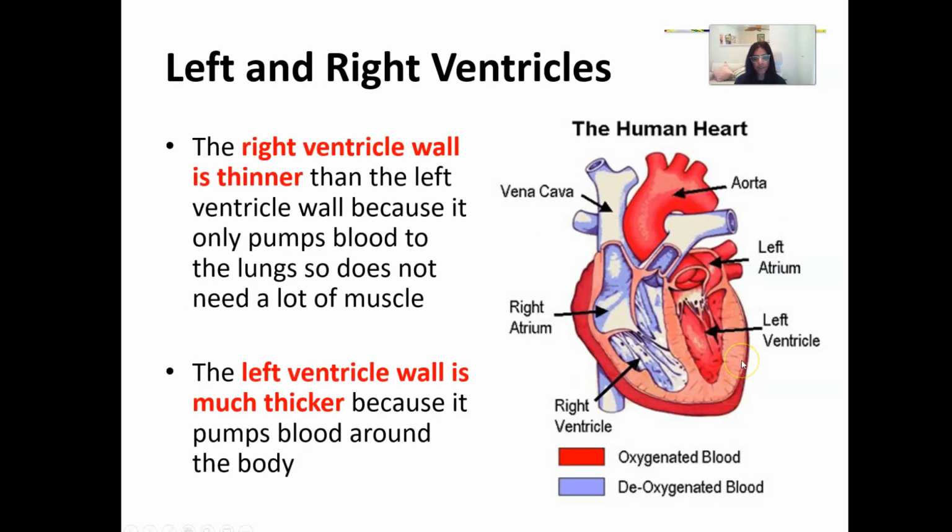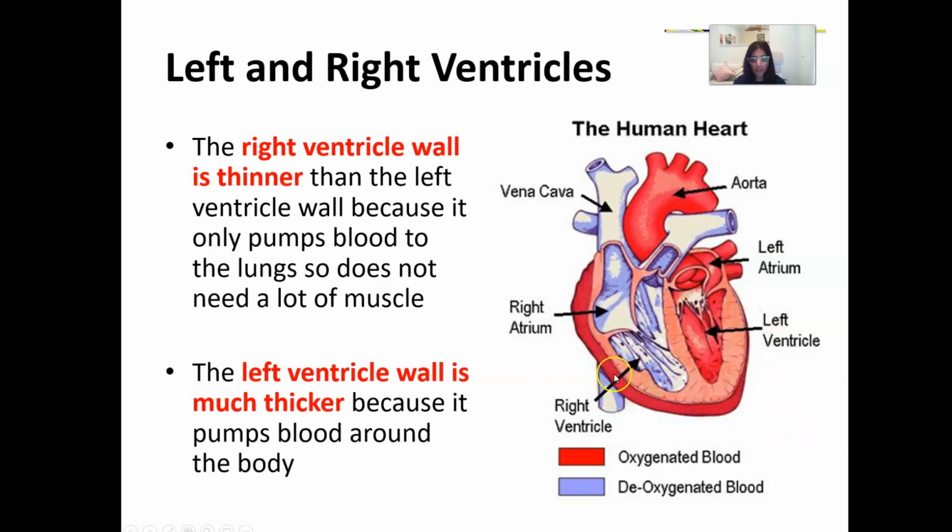Now, you will have noticed that the right ventricular wall is significantly thinner than the left ventricular wall. And the reason for that is because the right side of the heart only pumps blood to the lungs. Now, if you think about the location of the lungs and the heart, they're right next to each other, so you really don't need a large amount of force to push that blood there. So the heart wall is much thinner on the right ventricular side.